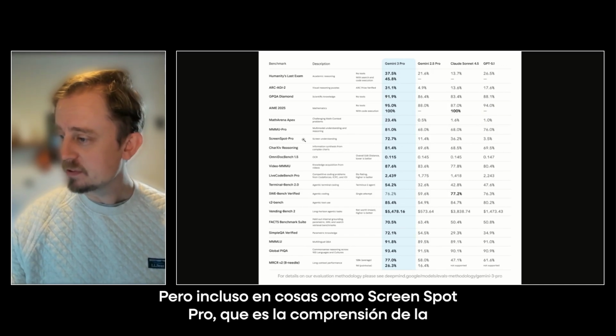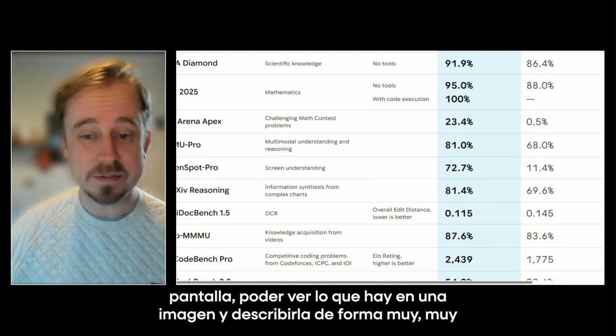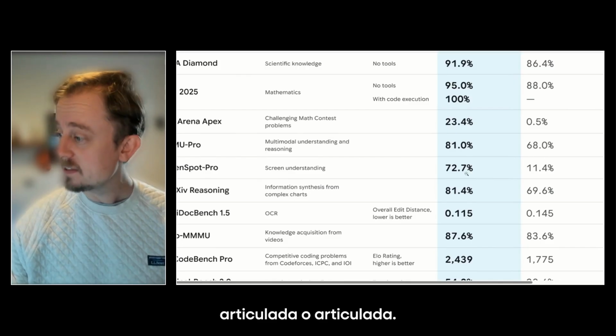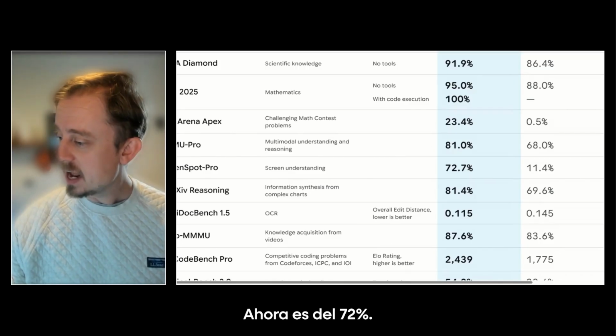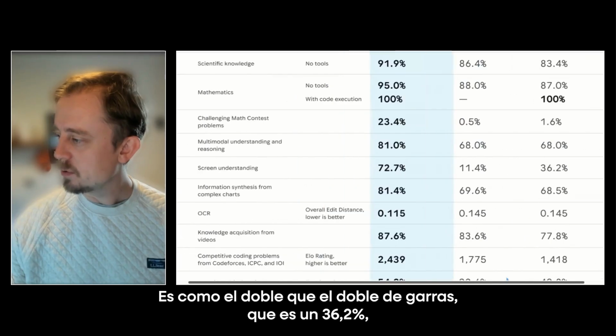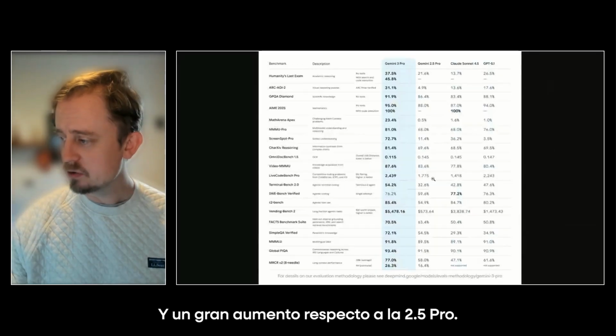But even in terms of things like Screen Spot Pro, which is screen understanding, being able to see what's on an image and describe it really articulately, it is now 72%. It is like double Claude, which is 36.2%, which is pretty crazy and a huge uptick from 2.5 Pro.